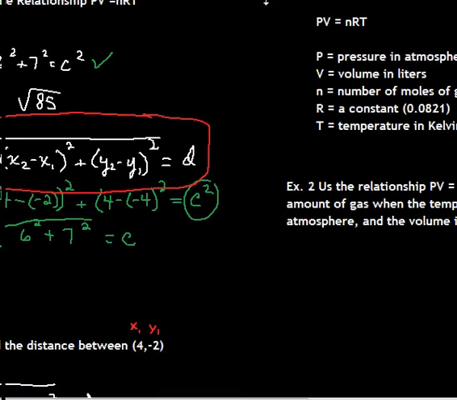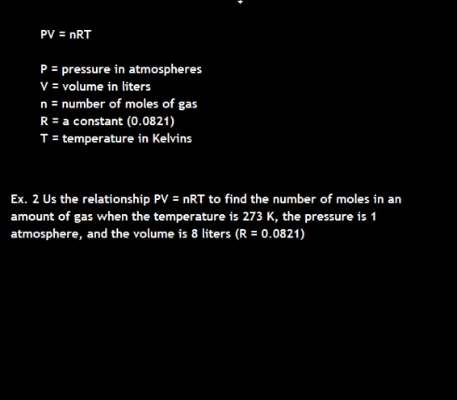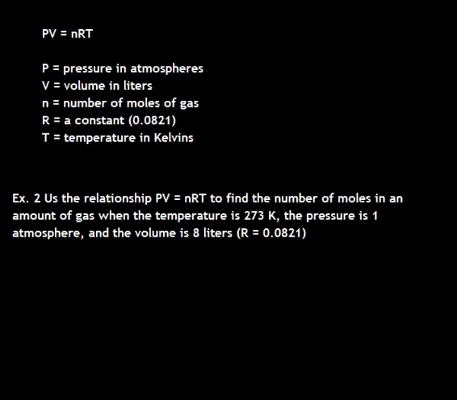This one's equally as easy. A little bit of chemistry, I guess you could say. This is the formula PV equals nRT. They'll give you this formula. You don't have to memorize that one. This is just for your information. P is pressure in atmospheres, V is volume in liters, n is the number of moles of gas, R is a constant, it's always 0.0821, but they'll give you that too, and T is the temperature.